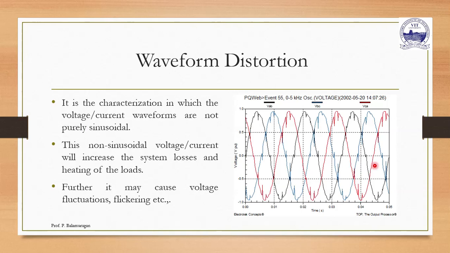The next category is waveform distortion. Basically we define either the voltage or current of the system as a sinusoidal function of time. Any deviation in the current or voltage waveform from the ideal sinusoid is considered waveform distortion. This non-sinusoidal voltage or current will increase the system losses and the heating of the loads, and further it may cause voltage fluctuations and flickering.